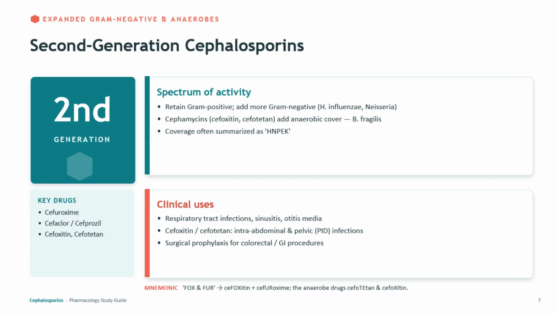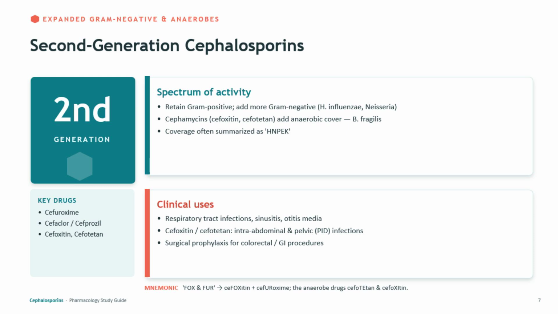Moving up now to the second generation. These retain reasonable gram-positive activity, but they add more gram-negative coverage. Organisms like Haemophilus influenzae and Neisseria. A special subgroup, the cefamycins, cefoxitin and cefotetan, also add anaerobic cover, including Bacteroides fragilis. You'll sometimes see the coverage summarized with the shorthand HENPEK. The key drugs are cefuroxime, cefaclor, cefprozil, and those two cefamycins.